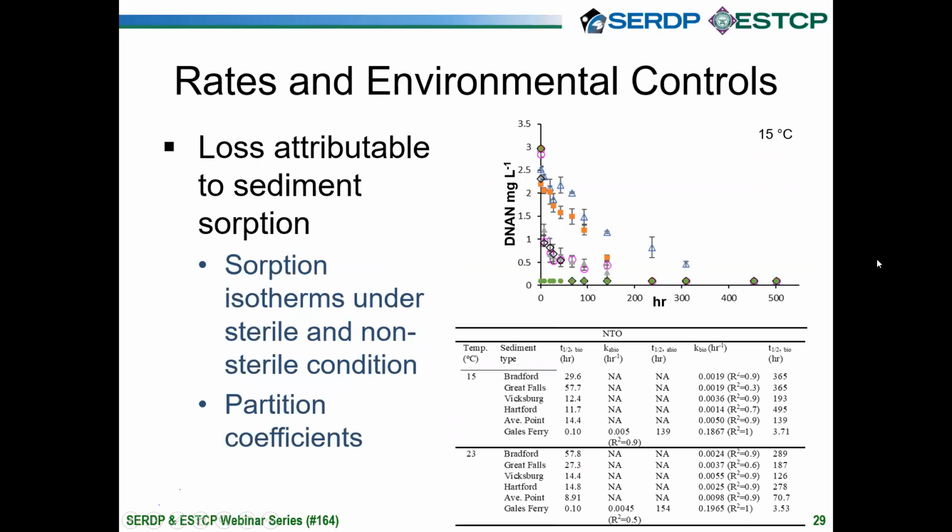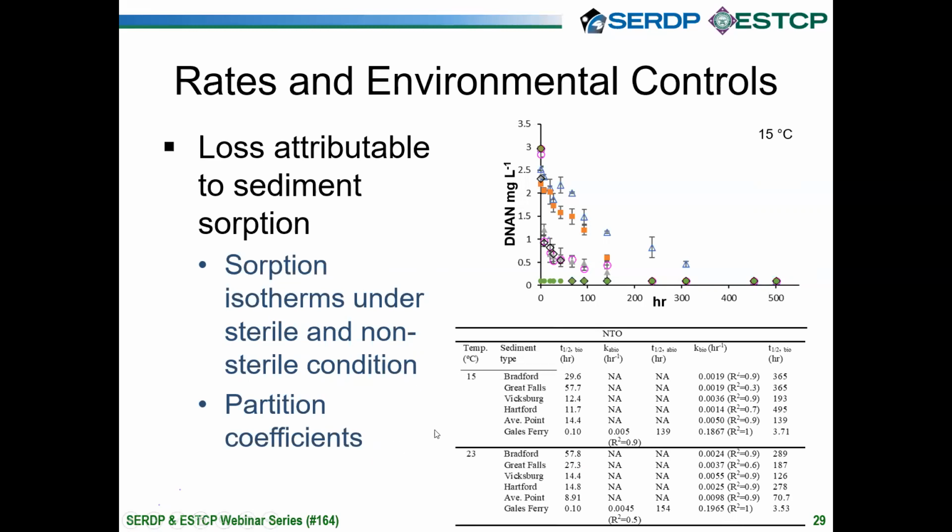Okay, so we know how much of that compound is going away from the overlying water column. To determine how much of that is due to just physicochemical absorption, we run parallel experiments, which are very similar to classic absorption isotherm experiments, where we run them under sterile conditions with gamma irradiated sediments and filter sterilized overlying water. And we also run a parallel with unsterile conditions too.